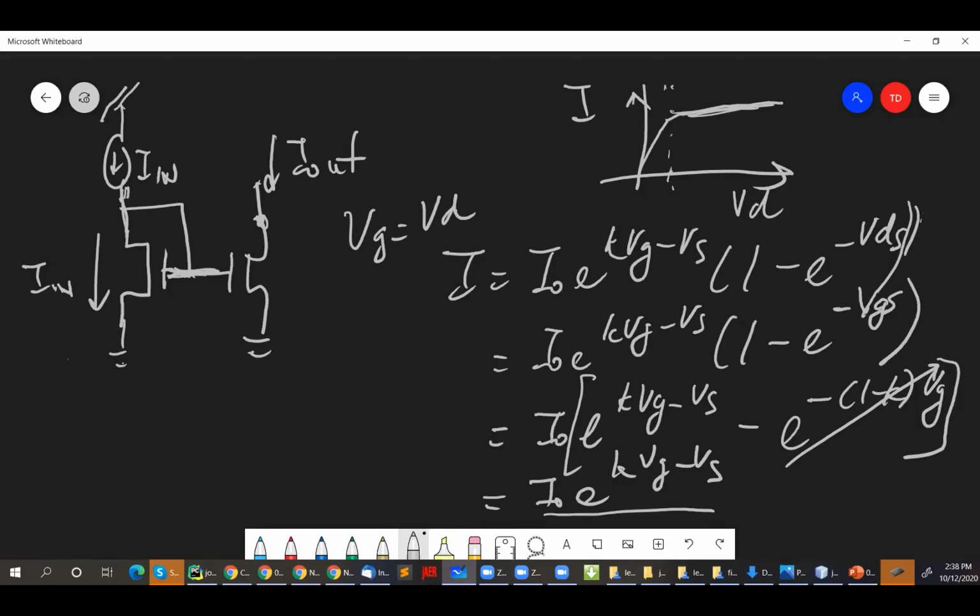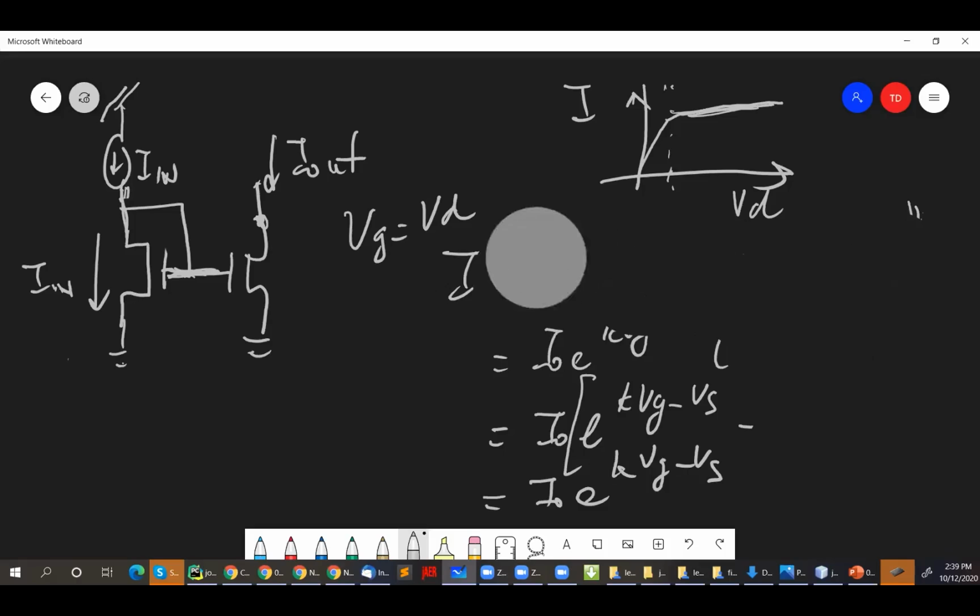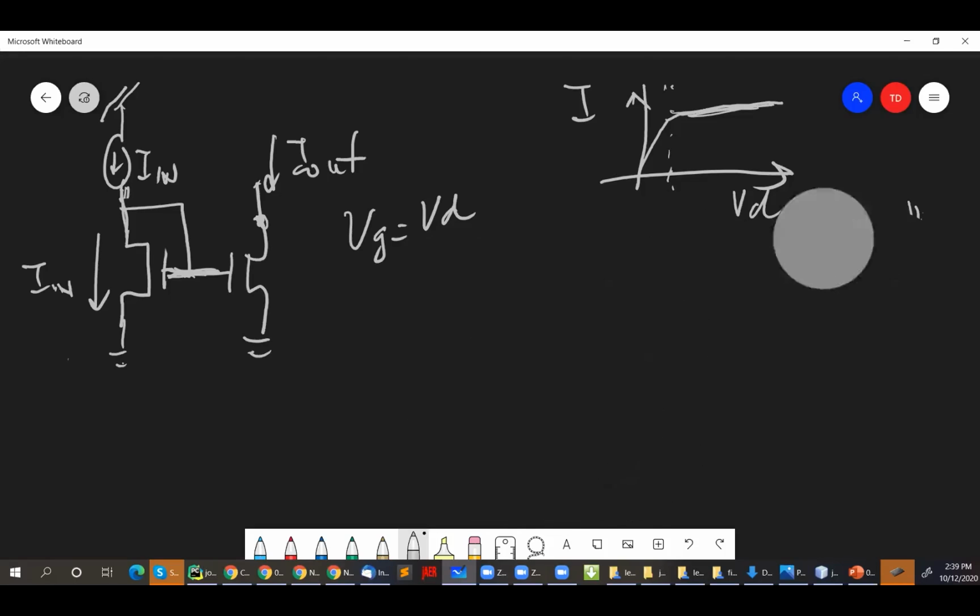I don't think I know how to move to the next page. All right. So for the PFET, it's the same. Okay, I can't move to, I thought I would save something there.